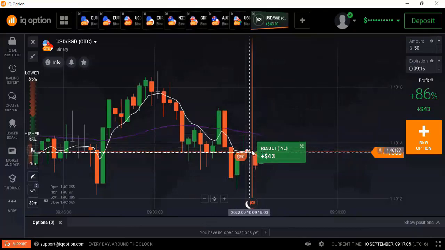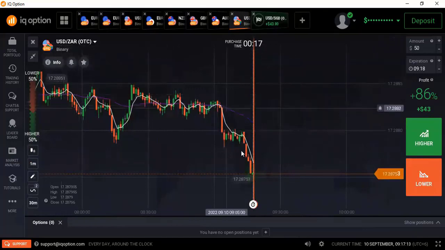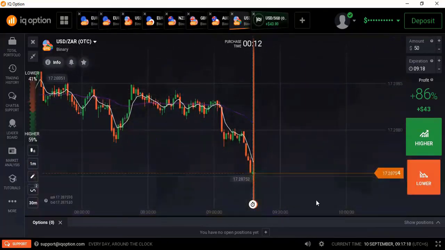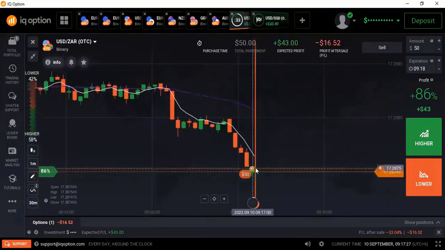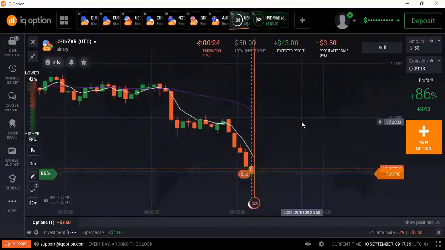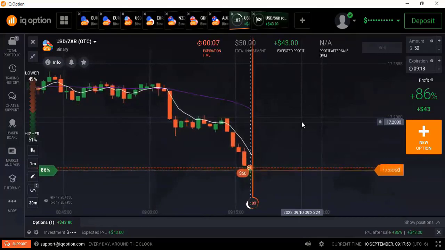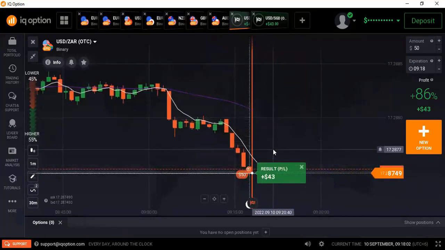So let's go to another pair for the next opportunity. Okay, this is USD JPY OTC. In this case, it's a strong candlestick. I can go with the sellers, but it's a little late entry. So I think the market will close below my entry point. So let's see what will happen here. Yes, this is my another winning trade.